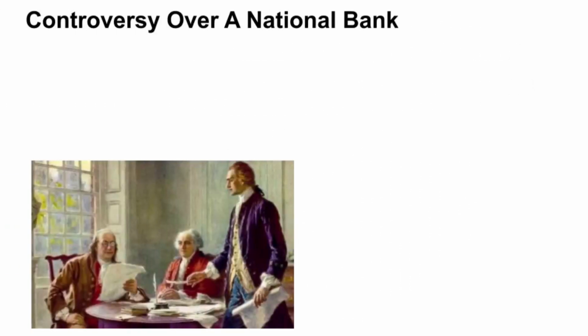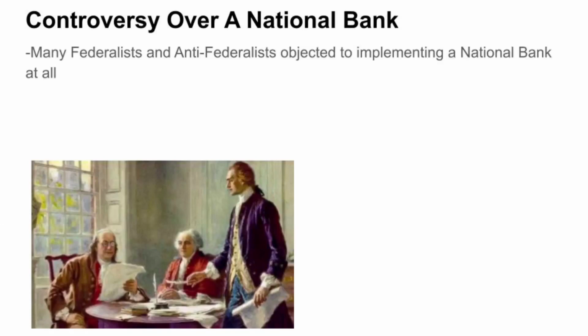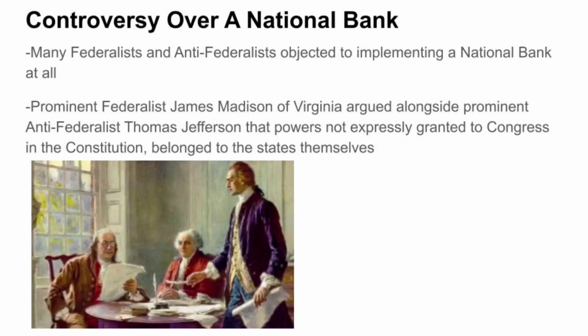Many politicians from the South, however, Federalists and Anti-Federalists alike, objected to this deal, including Virginia Representative James Madison. Madison, a prominent Federalist, argued alongside Secretary of State and prominent Anti-Federalist Thomas Jefferson that powers not expressly granted to Congress in the Constitution belonged to the states themselves.